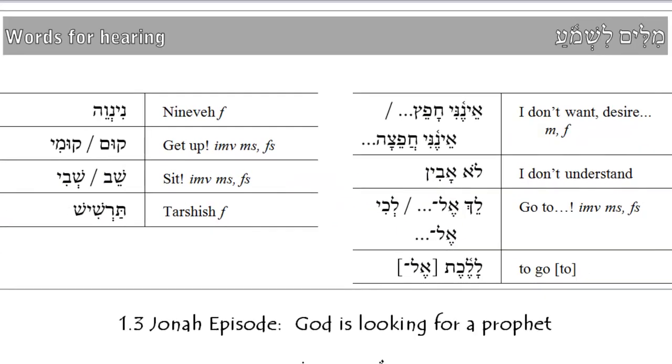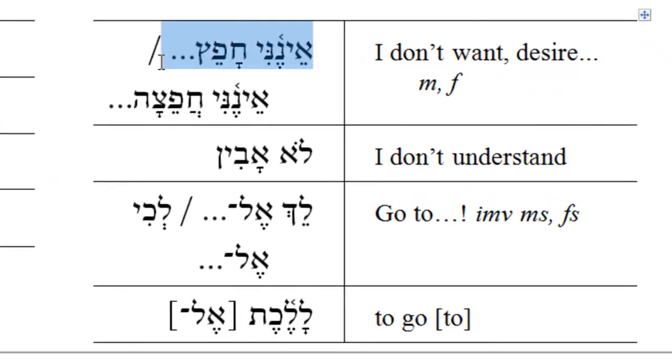Milim lishmoa, words for hearing. Eineni chafetz, if you were a man. If you're a woman, you would say eineni chafetza. Lo avin. Lech el, if you're addressing a man. But if you're addressing a woman, lechi el.